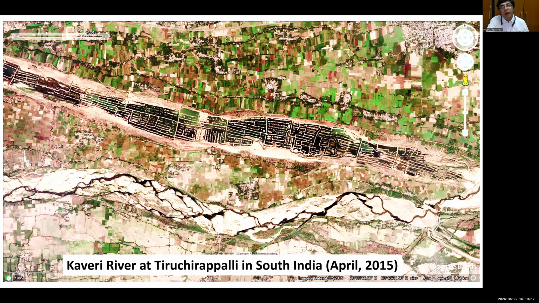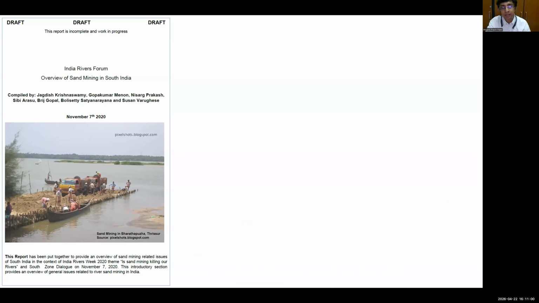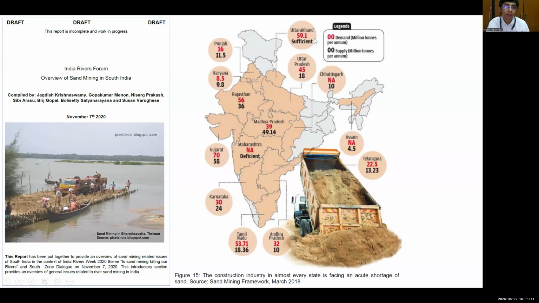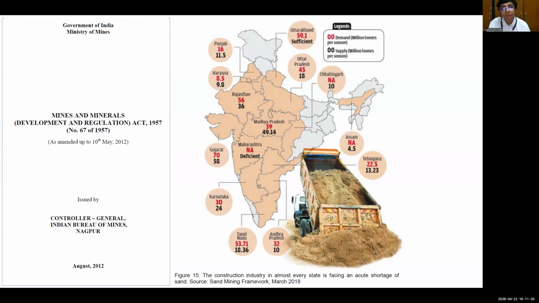So I went back to look at the literature, and this is a report by India Rivers Forum. Our third speaker today, Siddharth Agarwal, is part of this forum, so he will be able to give you more insight into this. They made a report in 2020, which looked at sand mining in India. This is for South India. There's a report for North India as well. They documented some states, looking at what the demand for sand was and what the supply per annum of sand was. But this is not something that has been happening in India just from 2020 onwards. We have the National Act from 1957, which governs the mining of sand in the country.